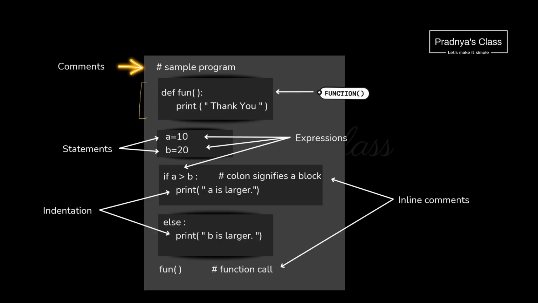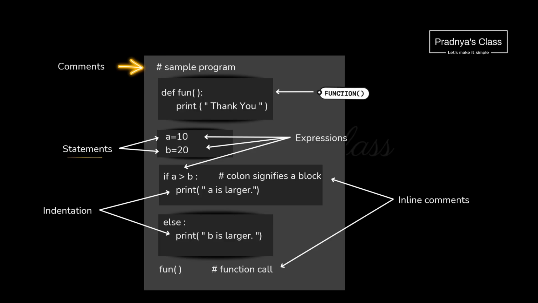There is a user-defined function. We will study this topic in class 12. There are 2 statements. Following it, there is an if-else block. To execute the function, we must call it. So that is the function call. Look at the first statement, that is comment. Hash symbol is used to write the comment. It is additional information about the program.